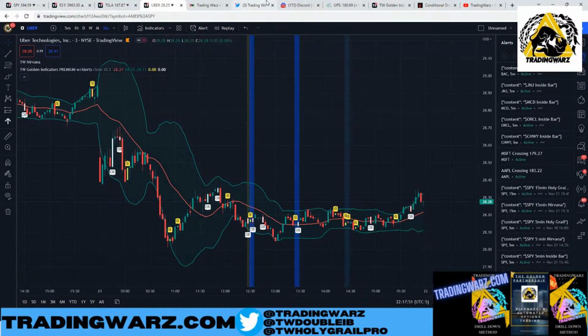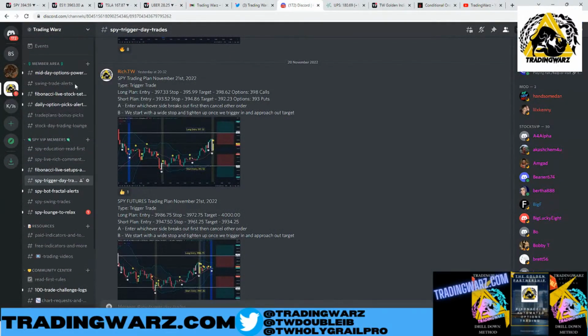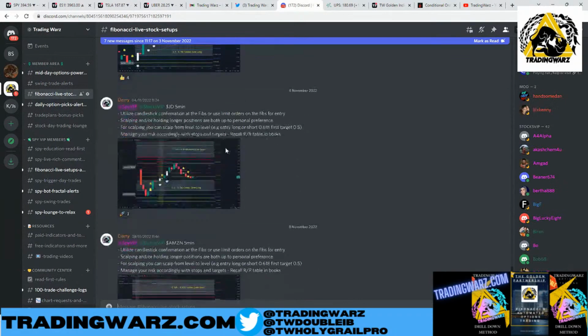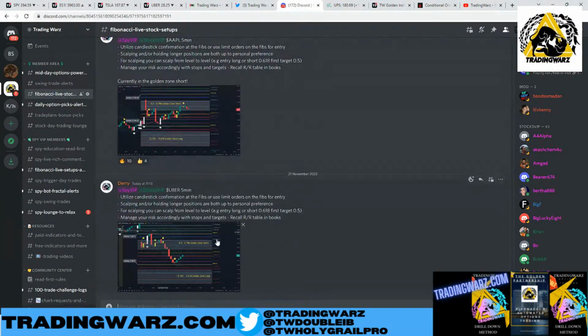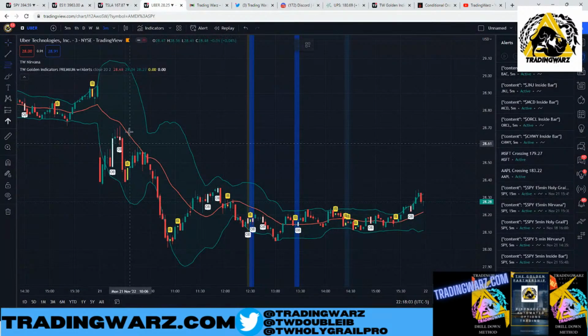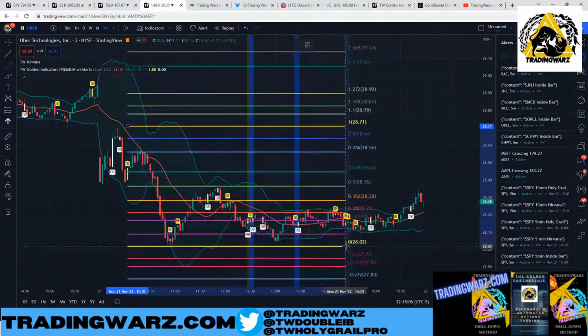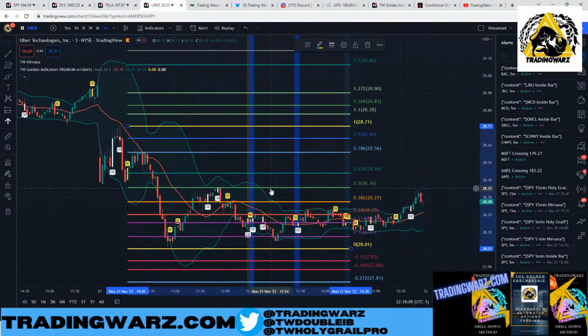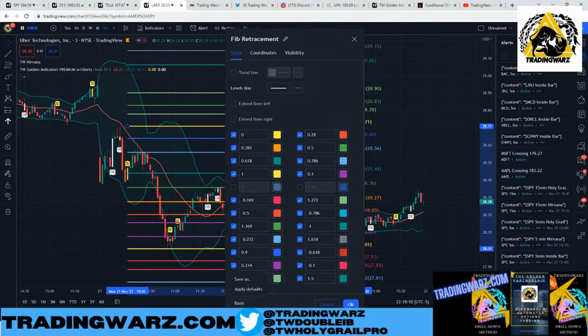So today in Uber, if you go into the Discord right here, we can go over to the Fibonacci live channel here. So we do stocks every day. Uber was our highlighted pick today. We like the price action on Uber. So I'm going to go ahead here and draw the Fibonacci from the high to the low. Right here, this is our afternoon leg. So you can see we tagged the 50%.